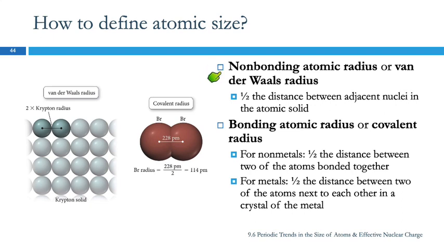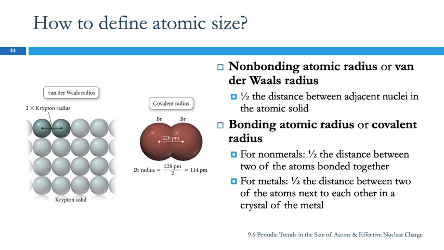One is the non-bonding atomic radius, also known as the van der Waals radius. This looks at the element as a solid, with two atoms next to each other. We can measure the distance between the nuclei, and half that distance would be the radius of the atom. We can also look at a bonding atomic radius, or covalent atomic radius, where the two atoms are covalently bonded to each other, and again look at half the distance between them.